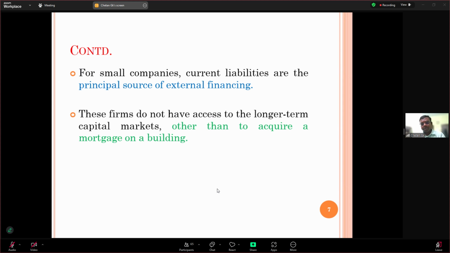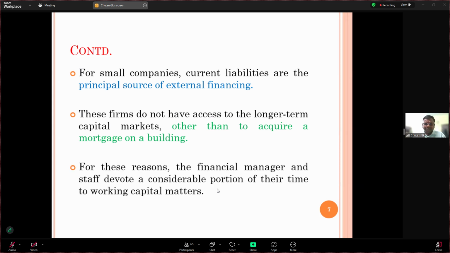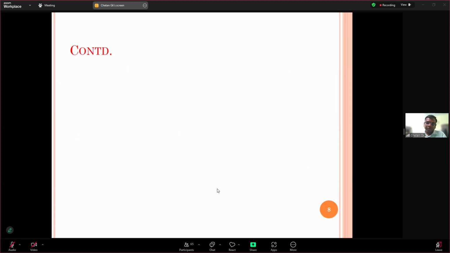Other than, say, a mortgage on a building. For these reasons, the financial manager and the staff devote a considerable portion of their time to working capital matters. You have a department in the company, right? The accountant is responsible for the day-to-day activities of your business. That person looks at the matching: how much money I am getting, and whether I'll be able to tide over this particular gap or not. That is the full-time job of that accountant.